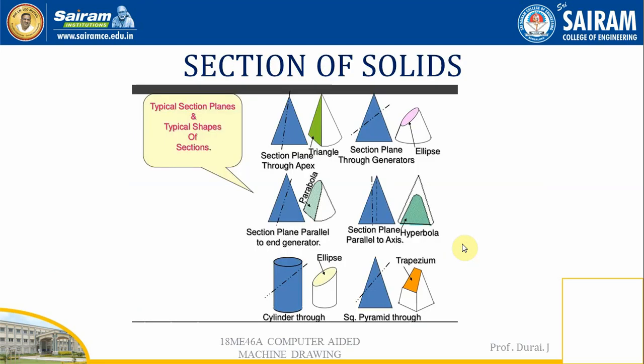Then see over here, you can show some other things. With the section plane through the apex you can get this shape. Exactly in the middle, we get a triangular shape, so it is cut exactly here. This one is also an ellipse shape.